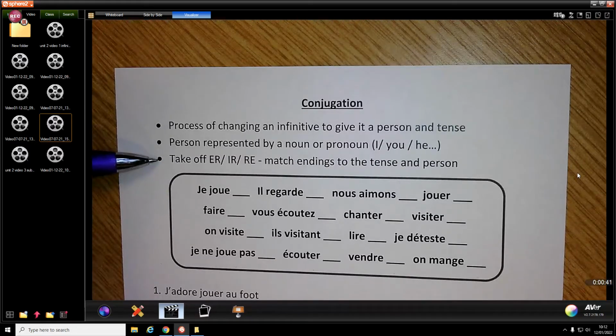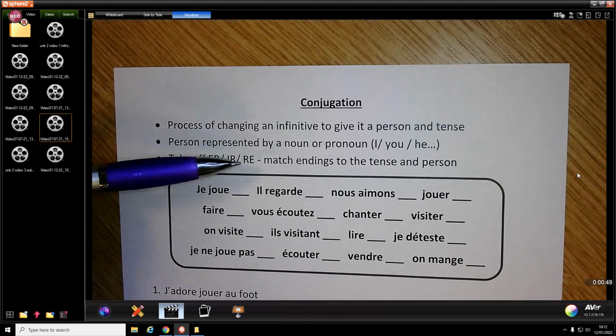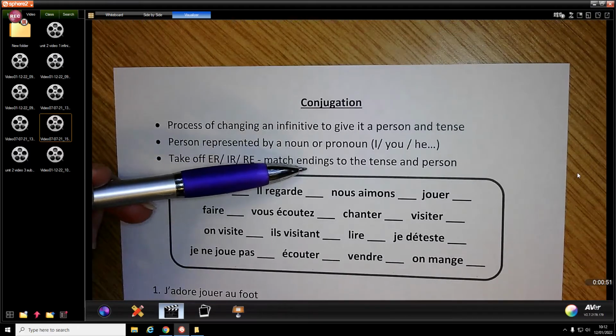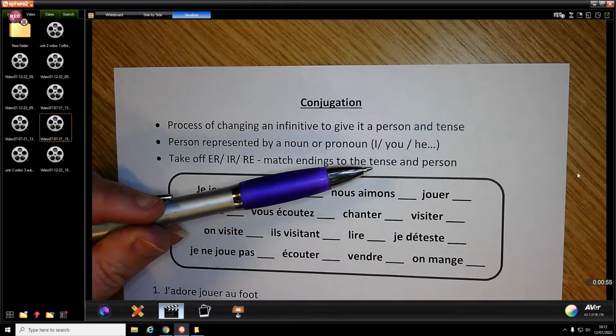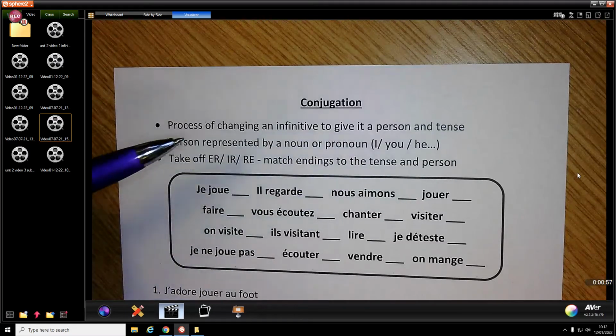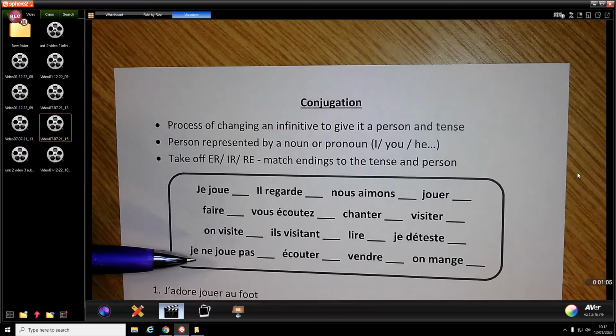To conjugate a verb in French, you have to take off the infinitive endings er, ir, or re, and match a new ending to the person, the pronoun, and the tense that you are wanting to use. We will look at this in more detail in further videos. For now, let's remind ourselves of the difference between a conjugated and an infinitive verb so we can recognise the two different forms.